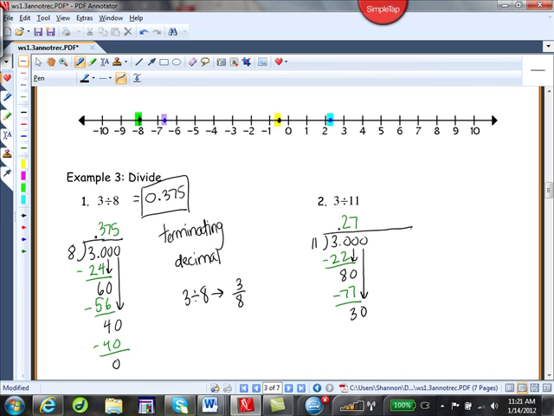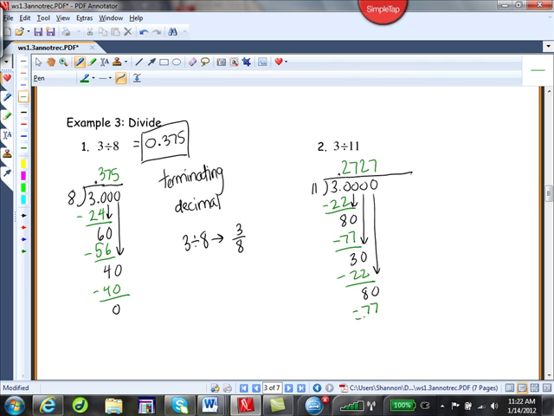Bring down the 0. 11 goes into 30 twice. Uh-oh, doesn't this look familiar? I think we just did this one. And look, we get a remainder of 8. Just for the heck of it, we'll take a look. Bring down the 0. You see, we're going to be getting this over and over again, this 2 7 business. So we get a remainder of 3 again. So here, what we have found is that this is a repeating decimal.